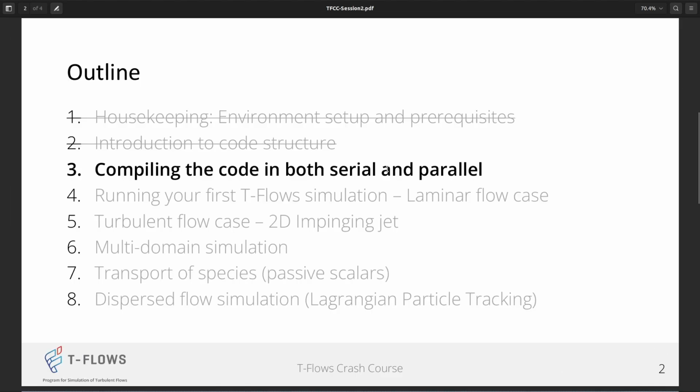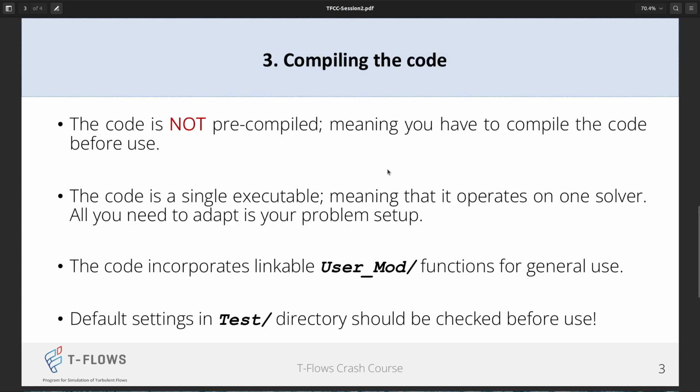In this session I will show you how to compile the code in both serial and parallel modes. But before we go to the terminal, I would like to point out a couple of things here. The first thing is that the code is not pre-compiled, meaning that you have to compile the code before usage and after you clone it from GitHub.